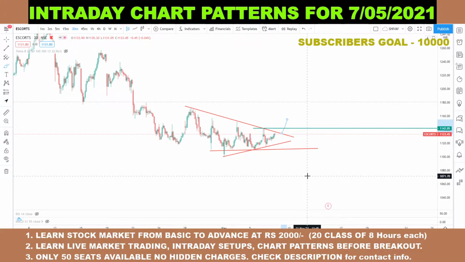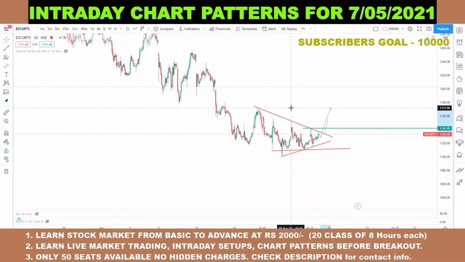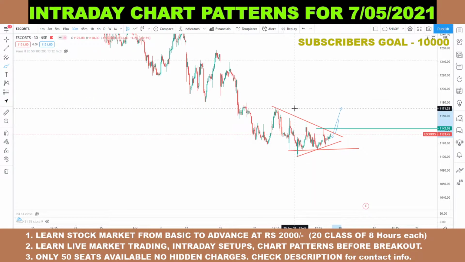So I will consider buying this stock above this level. If it opens flat, gives a breakout, goes above this 1142, then I will consider buying this stock, and the stock may eventually reverse till 1170 in coming sessions also, okay.